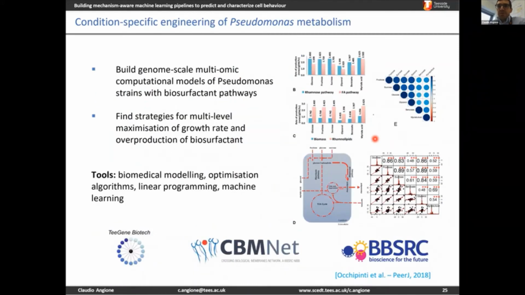Second case study was again on Pseudomonas putida. In this case, we put a non-native pathway from Pseudomonas aeruginosa into Pseudomonas putida. So we modeled this non-native pathway because the goal for this company was to overproduce rhamnolipids, a biosurfactant in general, but in this case, it was overproduction of rhamnolipids. So the question was, how can we redirect our metabolic flow to make sure we maximize the rhamnolipid formation in Pseudomonas? This was again done with a combination of optimization algorithms and machine learning.